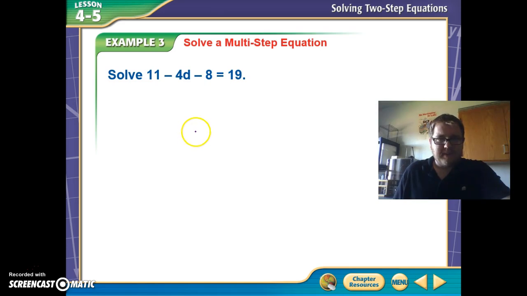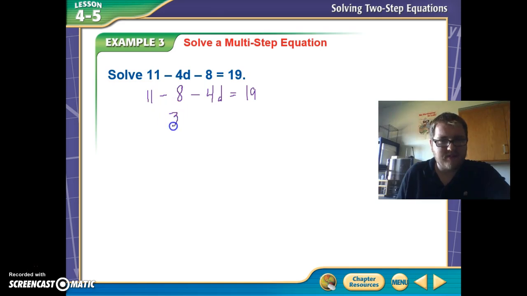Since these are a little more complicated, I'd like to look at some extra examples. We've got 11 minus 4d minus 8 equals 19. Let's switch our numbers around. Remember, we're subtracting the 8, so keep that minus sign. We're subtracting the 4d. I'm switching them around because these 11 and the negative 8 are like terms. They don't have this d variable attached, unlike the negative 4d. So 11 minus 8 is 3, minus 4d equals 19.